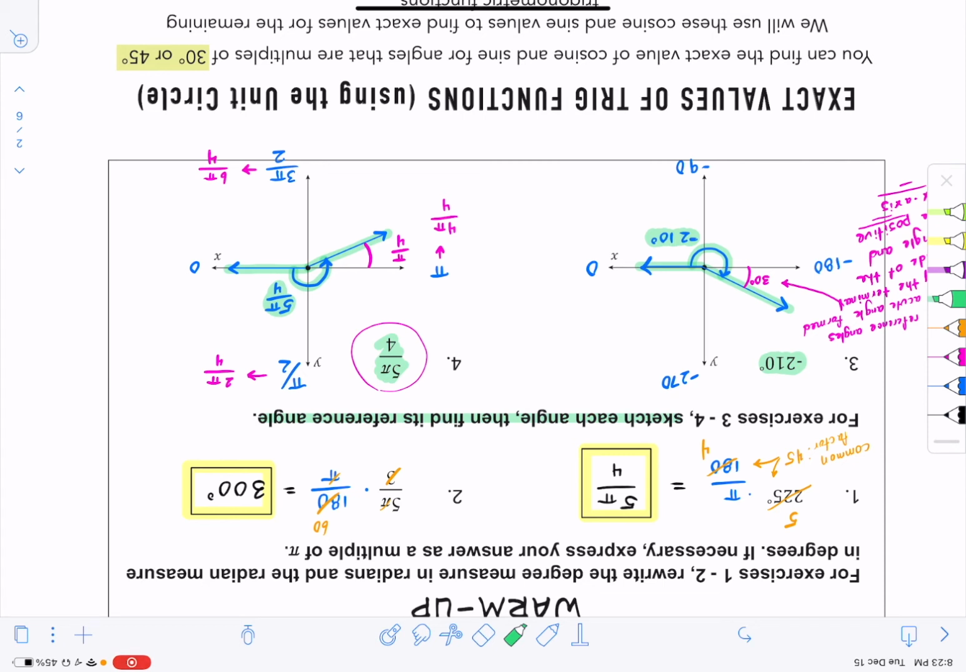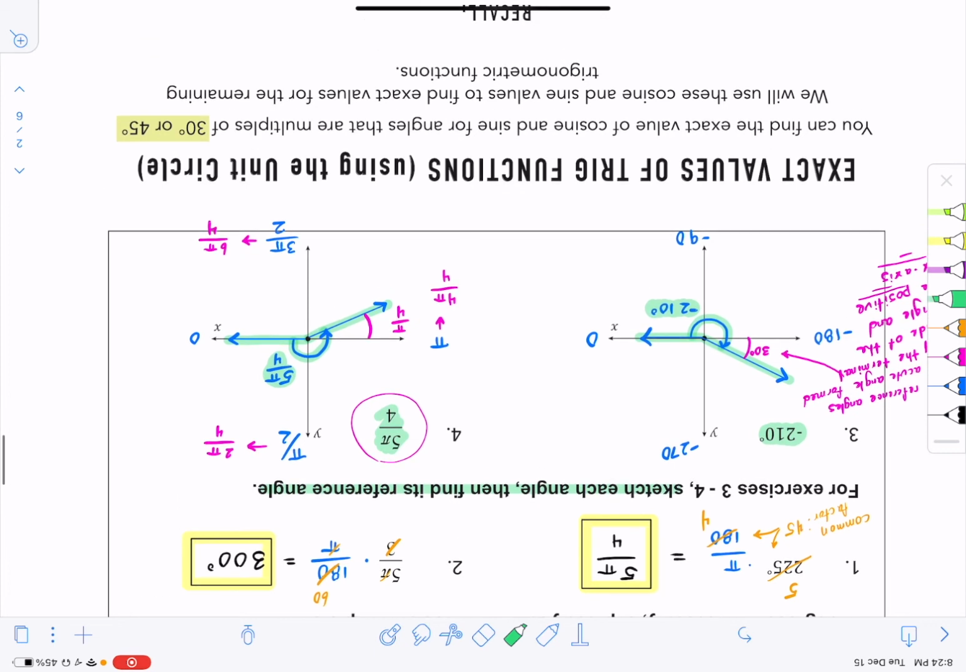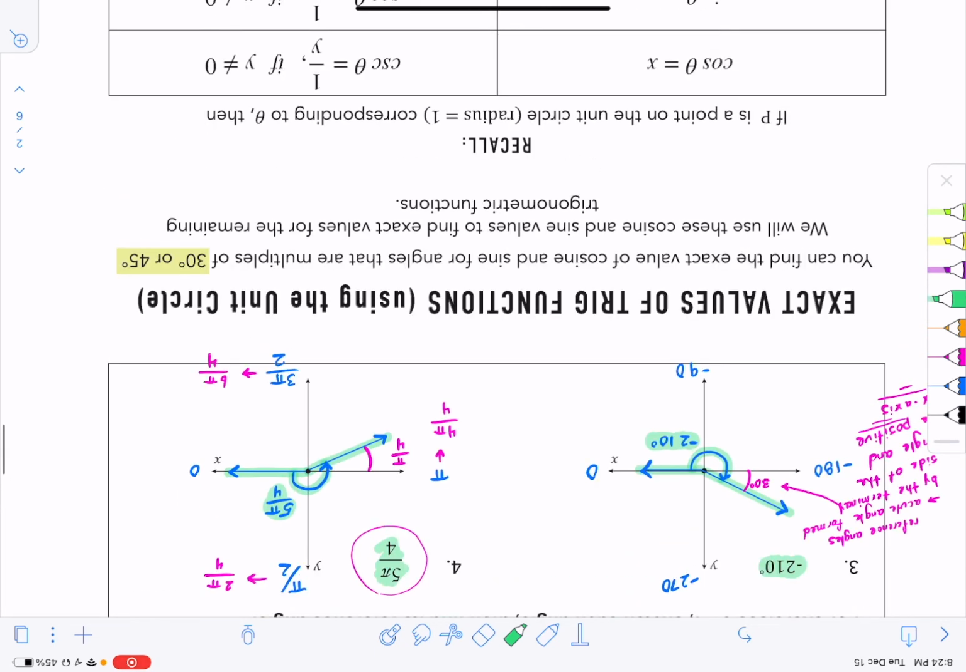Okay, so now that we've gone over the warm-up, hopefully you followed along as I went through those. We're gonna start looking at the exact values of trig functions using the unit circle. So here you see that it says you can find the exact value of cosine and sine for the angles that are multiples of 30 or 45.